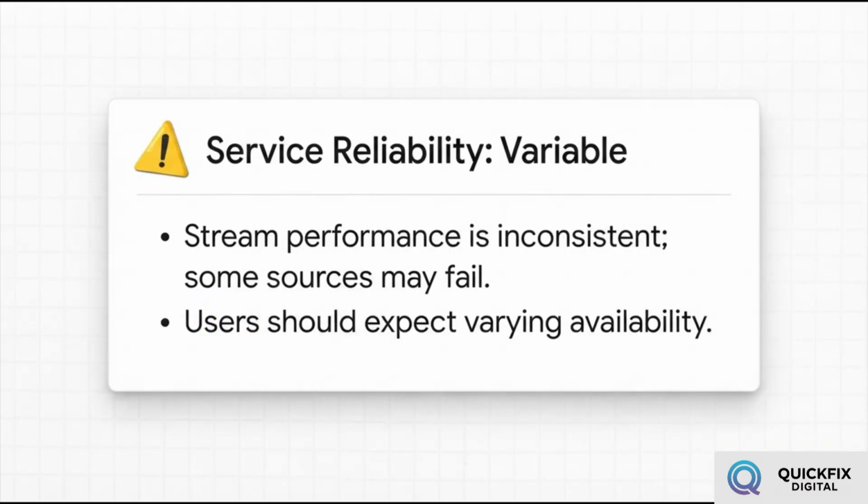But we do need to set some realistic expectations when it comes to performance. Currently, the stream stability for Cinema City is, well, it's variable. To put it bluntly, it's hit or miss. See, your local installation might be rock solid, but the remote servers hosting all this content, they aren't always super reliable. That basically means some streams are going to play flawlessly, while others might just totally fail to connect.